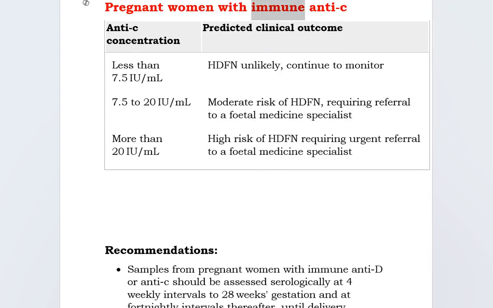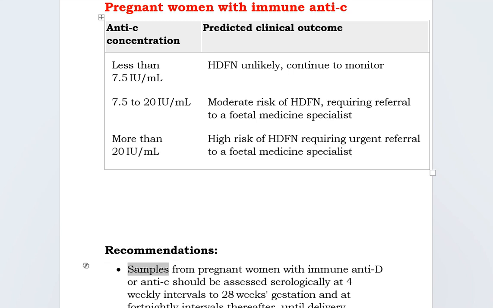Pregnant women with immune anti-C. Anti-C concentration, predicted clinical outcome. Less than 7.5 IU/ml: HDFN unlikely, continue to monitor. 7.5 to 20 IU/ml: moderate risk of HDFN, requiring referral to a fetal medicine specialist. More than 20 IU/ml: high risk of HDFN requiring urgent referral to a fetal medicine specialist.